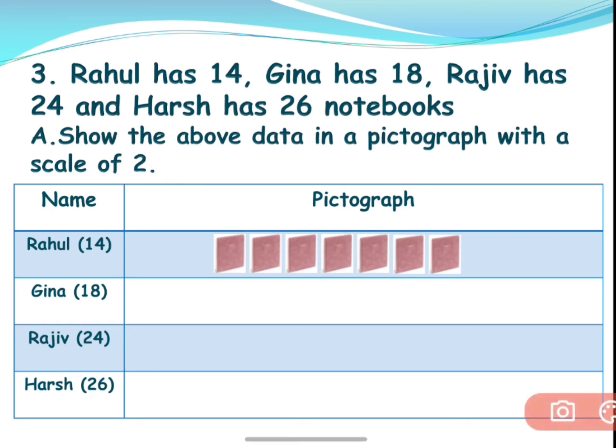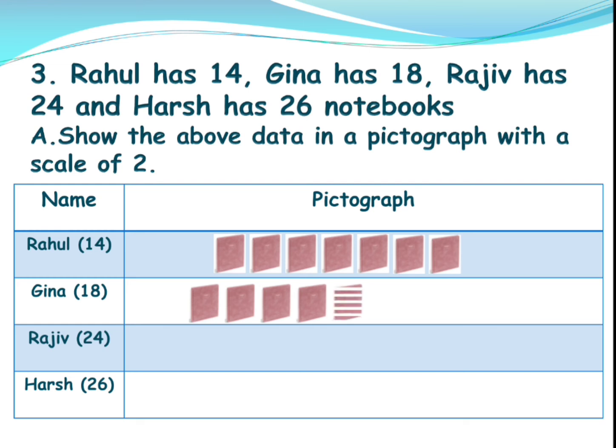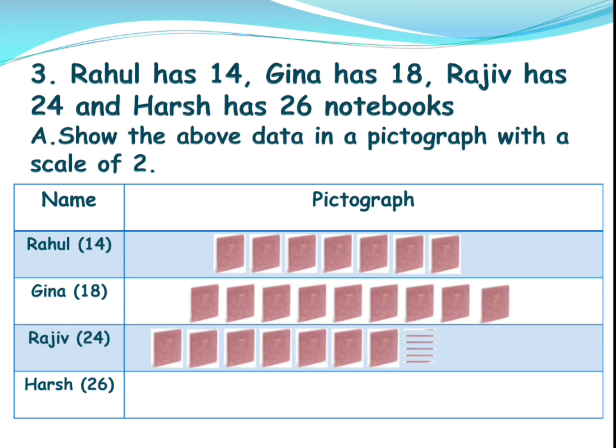Okay children, now next you have 18. 18 books means you have to draw how many? 9. 2 nines are 18, so 9 books you have to draw. So we will draw 9 books. Okay, next 24. Rajiv has 24 books. So 24 means 12 books you have to draw, isn't it? So 12 books, which makes 24 books. Okay, Rajiv has 24 books.